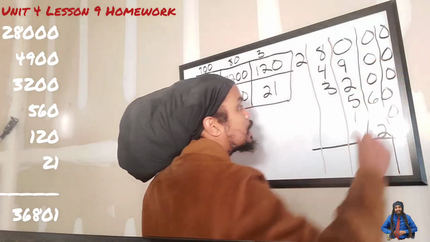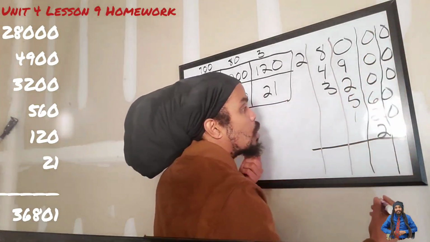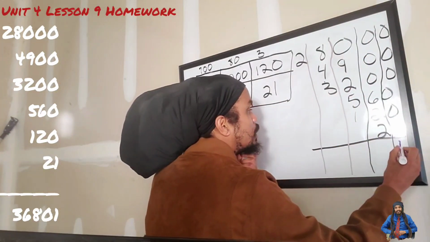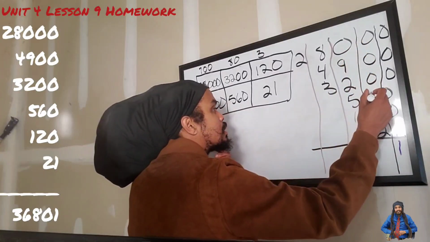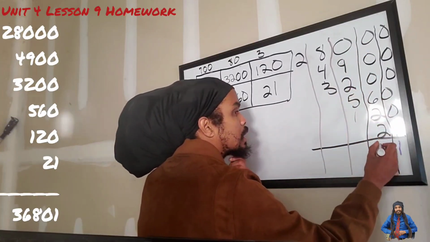So we got our ones place. 1 plus all these zeros is just 1. Now 6 plus 2 is 8 plus 2 is 10.